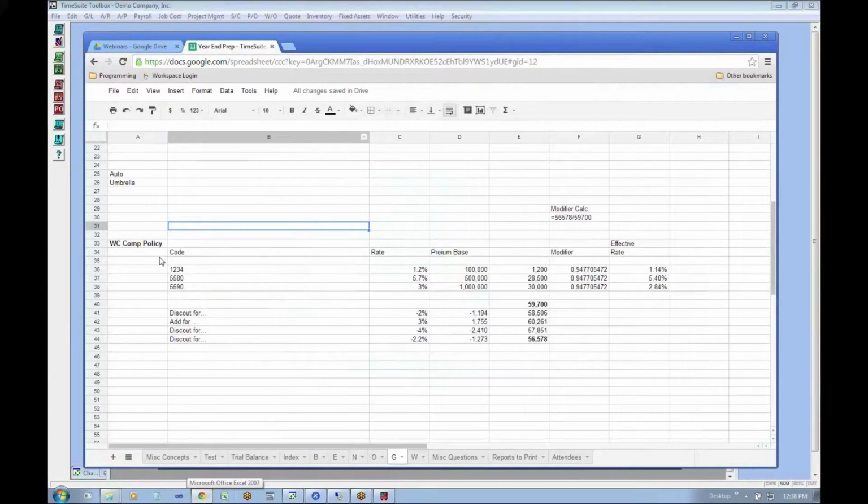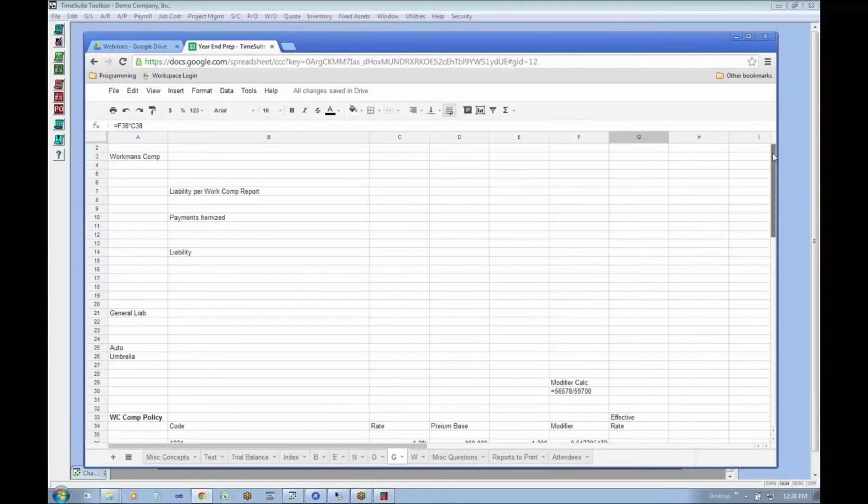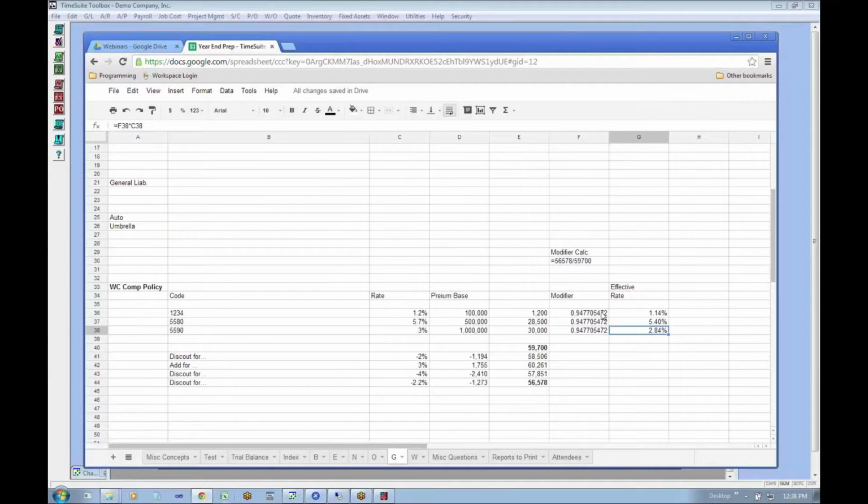Okay, so that's the concept to get your premium rates in there correctly in the system. So going forward, you're going to calculate and accrue the effective rates, and so your accruals are going to be accurate. If you have wrong rates in the system, you're going to accrue too much or too little.